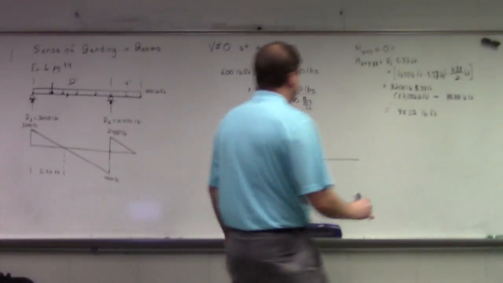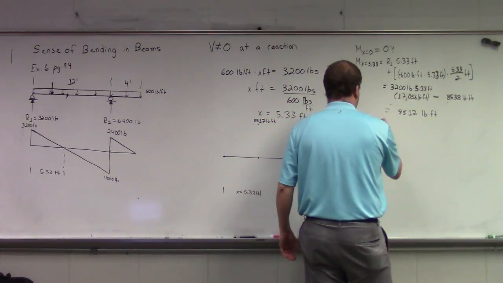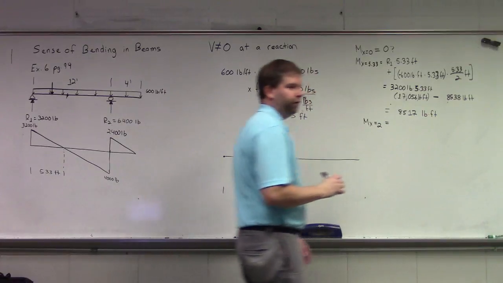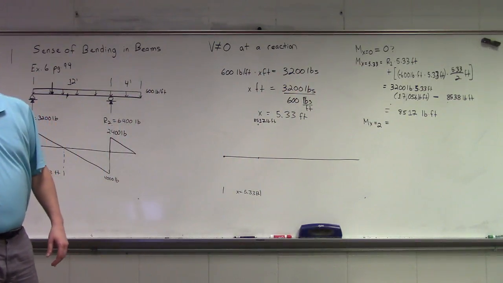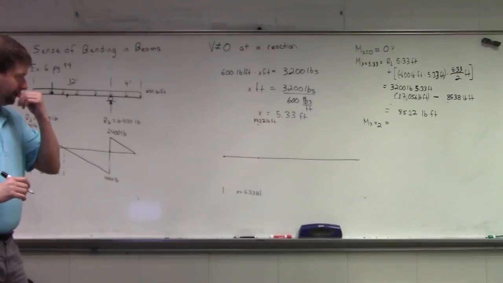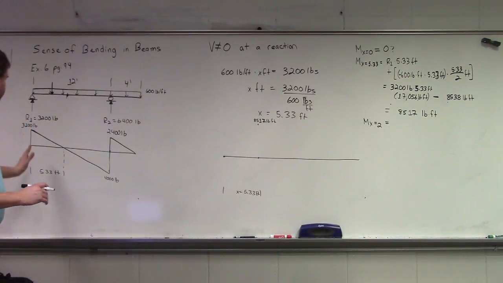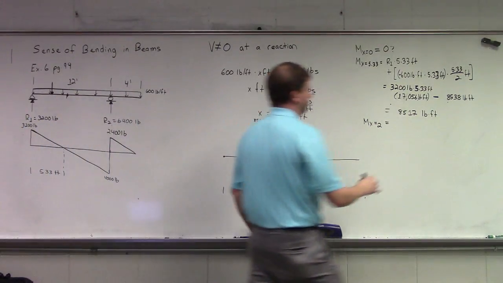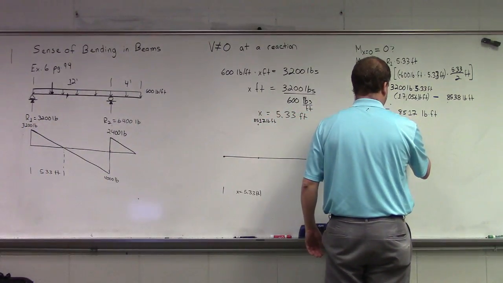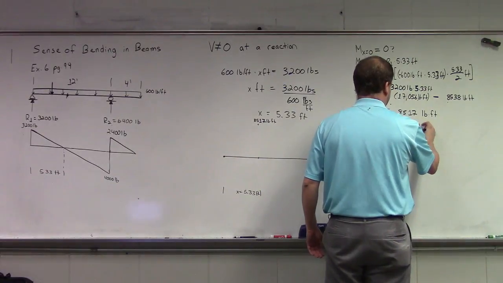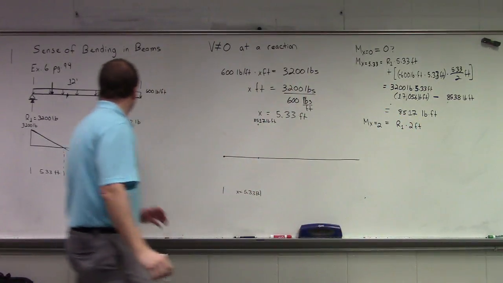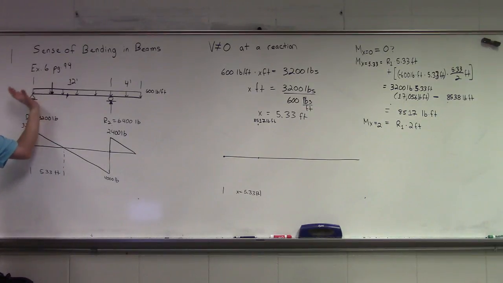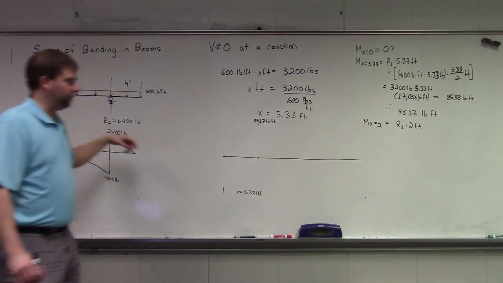So let's look at the moment when x equals 2. So we're 2 feet away. Okay? So what do we have? R1 times 2 feet, right? And that's still going to be causing positive rotation, right? What is our uniformly distributed load doing? It's going to be negative again, right?